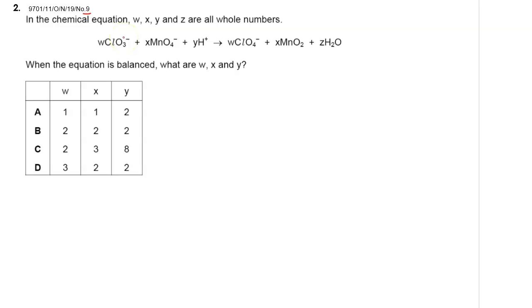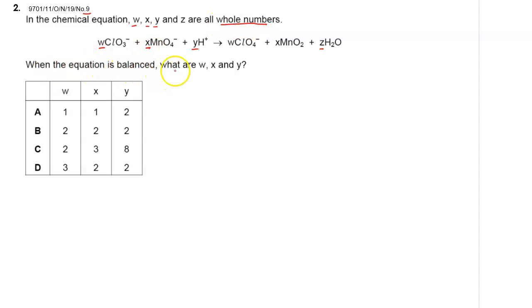Question number 2: in the chemical equation, W, X, Y, and Z are whole numbers. All these are whole numbers, they are not ratios, right?